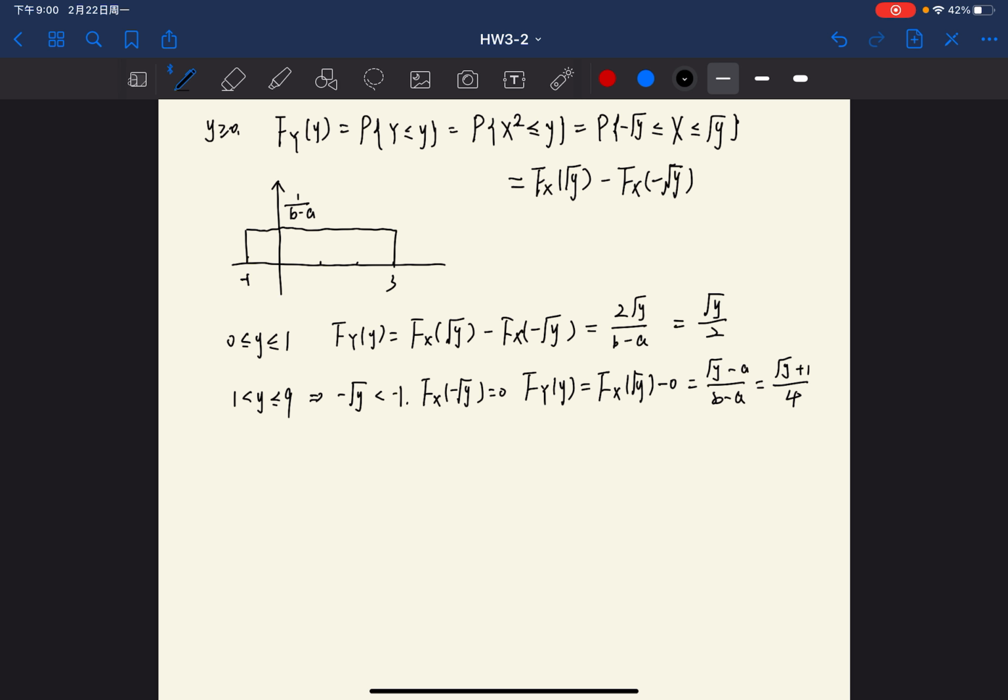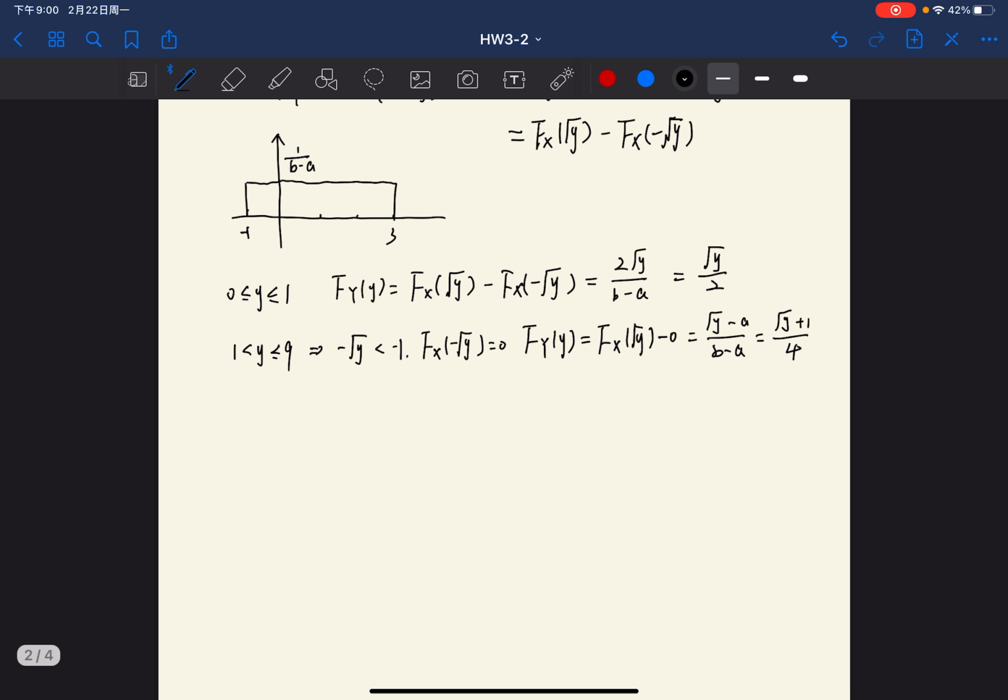And the last circumstance is y is bigger than 9. In this circumstance, it's obvious that capital F x y to the power of 1 divided by 2 is equal to 1, and capital F x, and this part is equal to 0, so capital F y y equals 1.